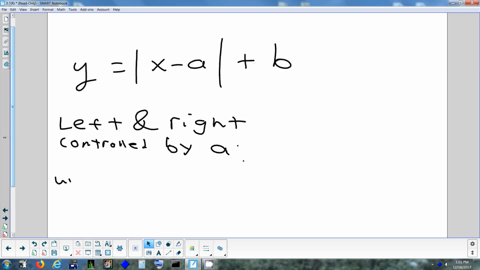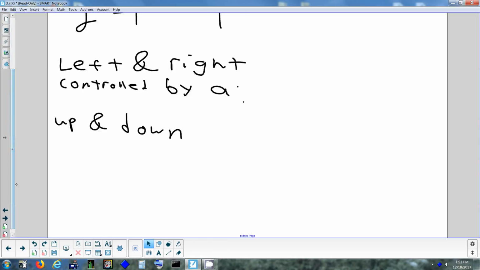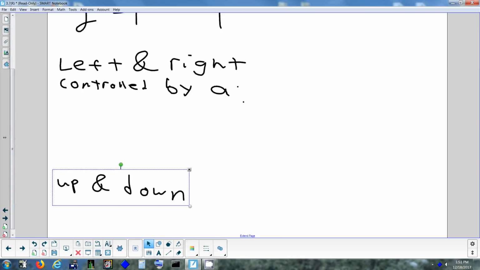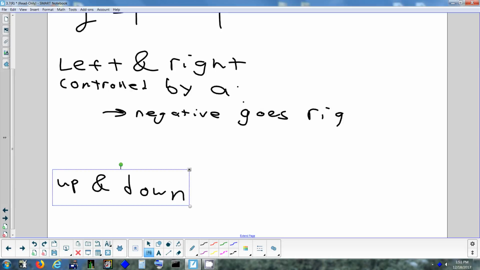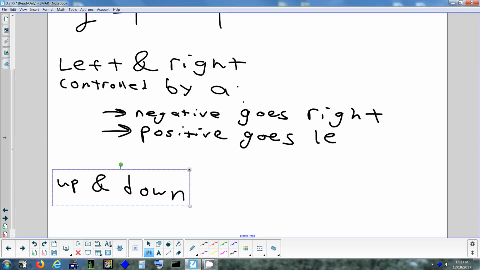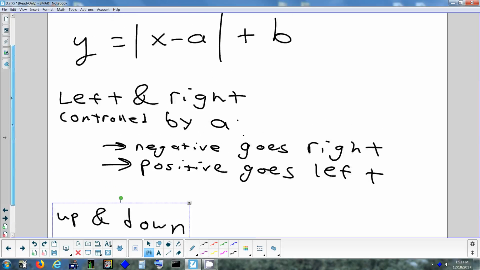So if the number is negative on the inside, with x, what's going to happen to your graph? Which way is it going to shift? Right. So if it's negative, it goes right. So Nathan, what if it's positive? It goes left, right? Good. Remember, it's the opposite of what you think. You might want to write this down.